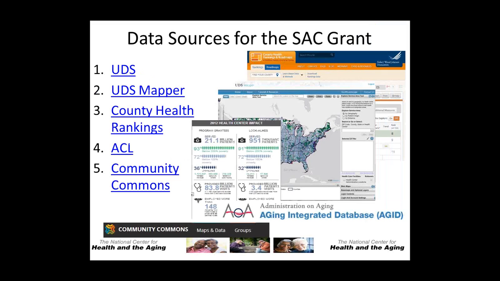Joy covered a lot of this, but these are some of the ones I'll focus on as well. UDS Mapper is just your go-to source always. And for older adult populations, you may have to switch up some of your data sources and use different data queries to really capture that 65 plus or that aging population. So ACL and AOA are excellent data sources to use for that.